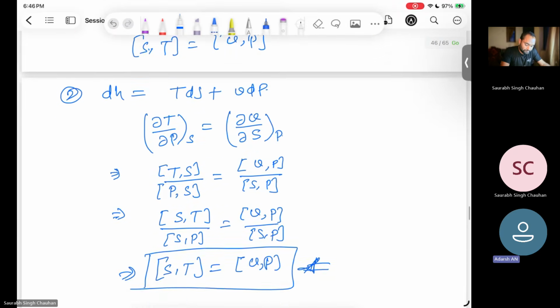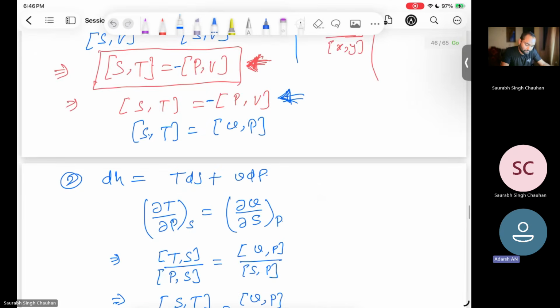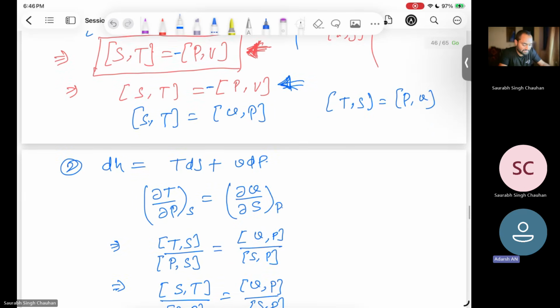Can I write T comma S equals P comma V? We are multiplying both sides just by a negative sign, right? Yes, because TS and PV are easy to remember, I think. Whatever you want to write, both are the same.